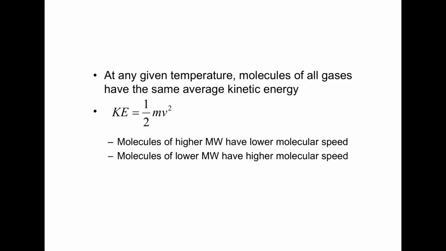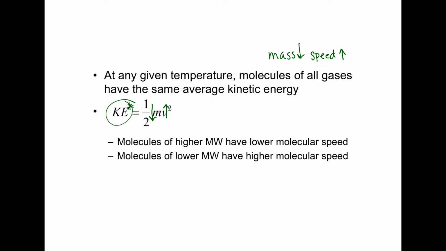Now, if we keep that relationship in mind, that as mass goes down, the speed goes up, we can tie that back to our kinetic energy equation. It works because at any given temperature, molecules of all gases have the same average kinetic energy. So what we're saying is that we're keeping kinetic energy constant because temperature isn't changing. All those molecules were at the same temperature. And as the mass goes down, it means the velocity, the speed, had to go up so that we could keep kinetic energy constant.